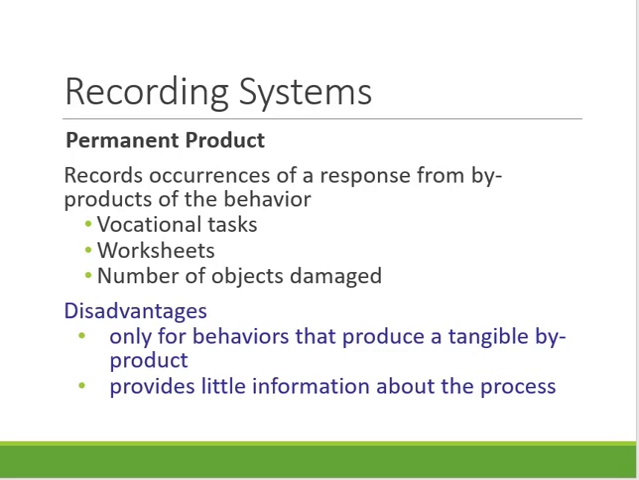Some behaviors leave byproducts that can be examined later. Permanent product recording allows you to do just that. For example, you might be interested in the number of vocational tasks a person completes, the number of worksheet problems completed correctly, the cleanliness of a room once students leave, the appropriateness of a student's dress or appearance for their work setting, the number of objects a particular student has damaged or interacted with.